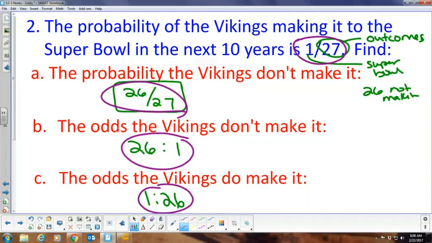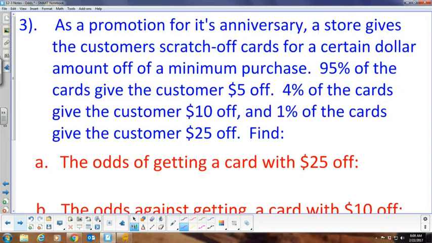Does that look okay? Any questions on the first two? So those are kind of basic setup ones for odds. You'll have those on your worksheet too. So the last one is a word problem. Not a hard word problem. They just put words in a problem.